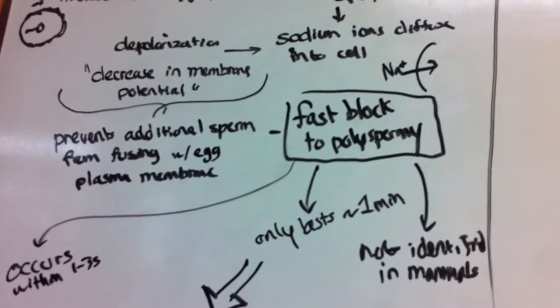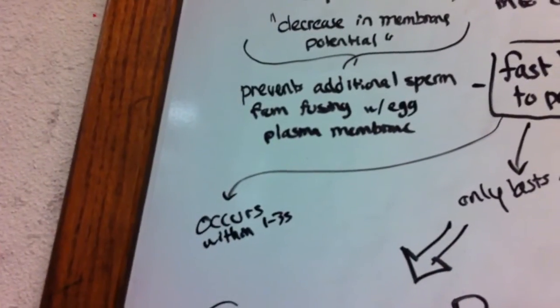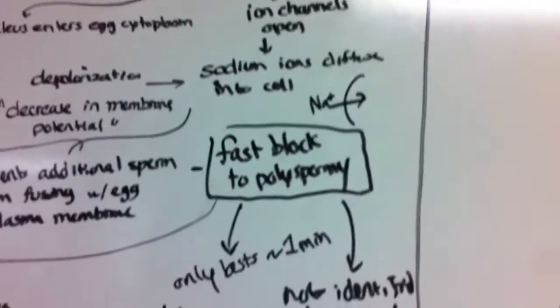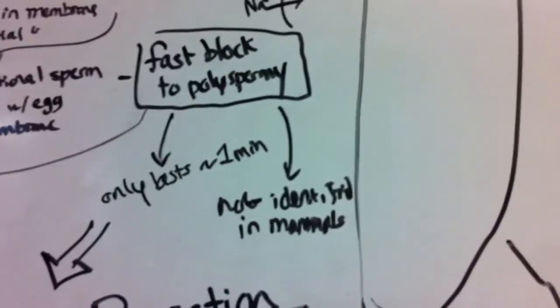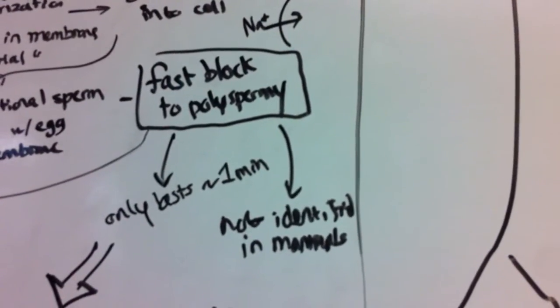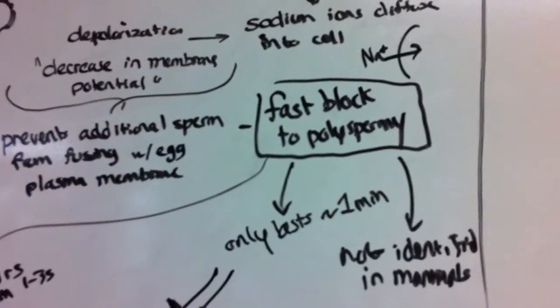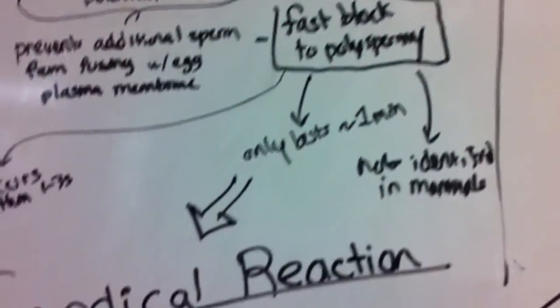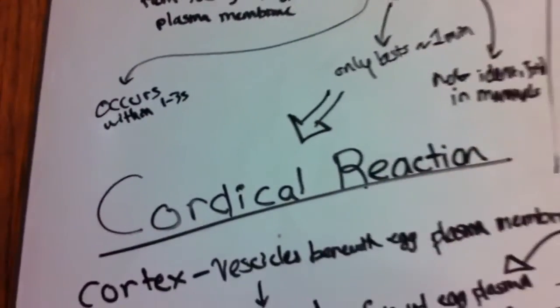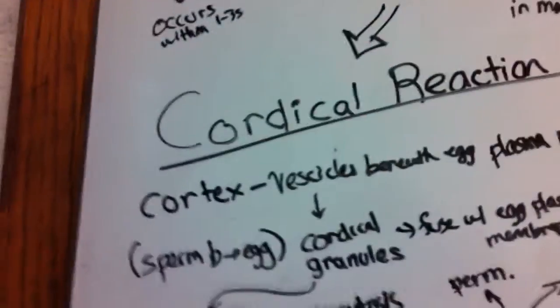Fast because it occurs within 1 to 3 seconds, but it only lasts for about 1 minute. Also, it's not identified for mammals. Anyways, because it only lasts for 1 minute, we have to find a more permanent solution. So that's where we have the cortical reaction.